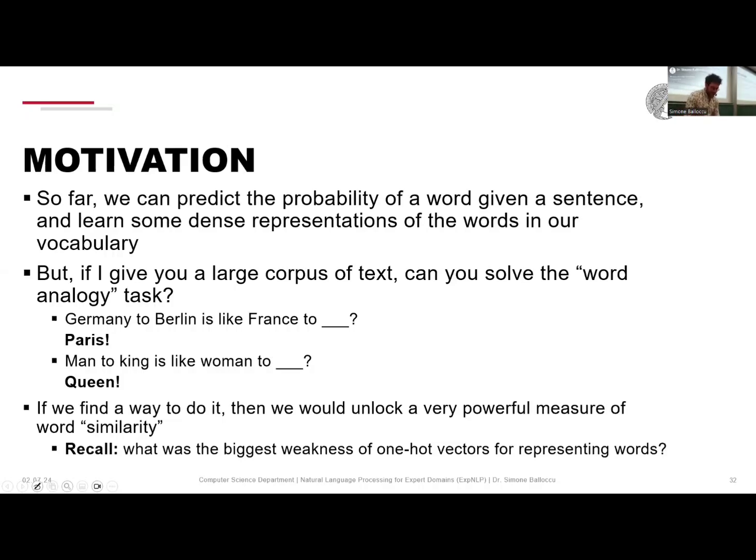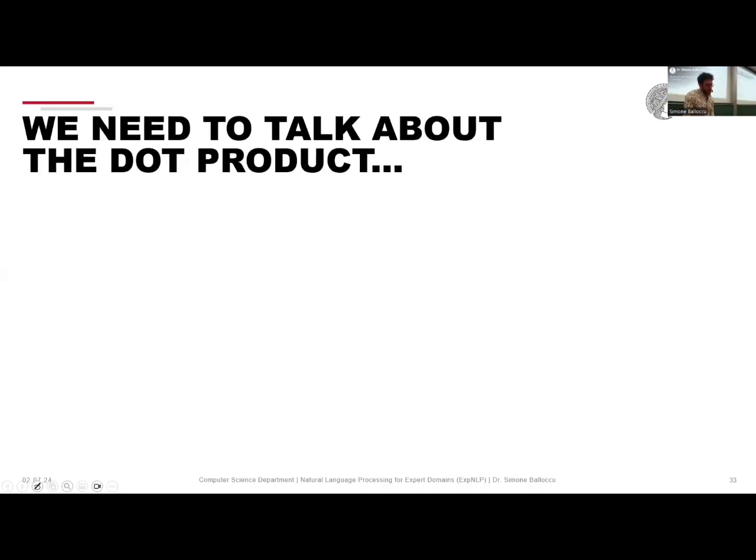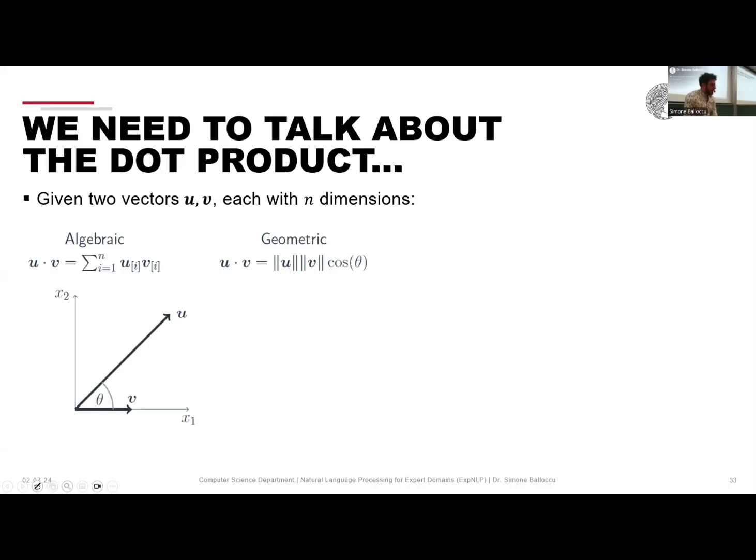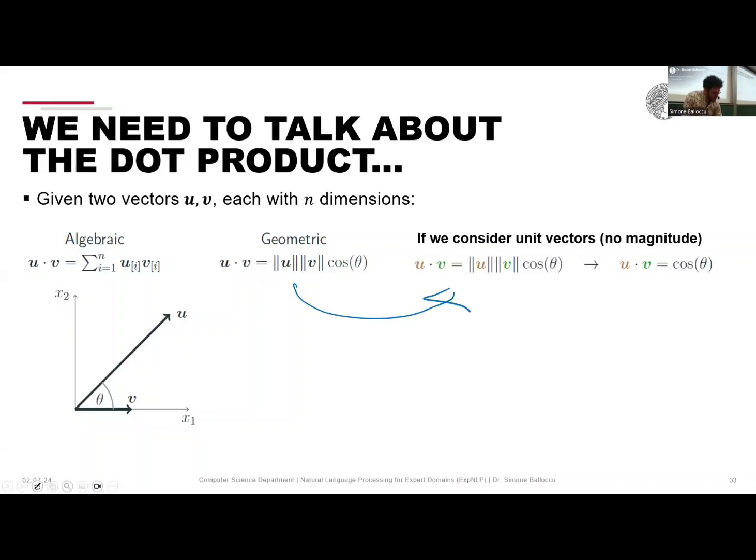So we need to talk about the dot product. If I have two vectors, u and v, each with n dimensions, the same number of dimensions, then I can define the dot product like this: the sum of the products of the components, or geometrically, the product of the magnitudes multiplied by the cosine of the angle. If I then don't care about the magnitude, so I consider unit vectors, the dot product simplifies like this. It's just the cosine. Now, this is useful because the dot product also tells you how similar vectors are.